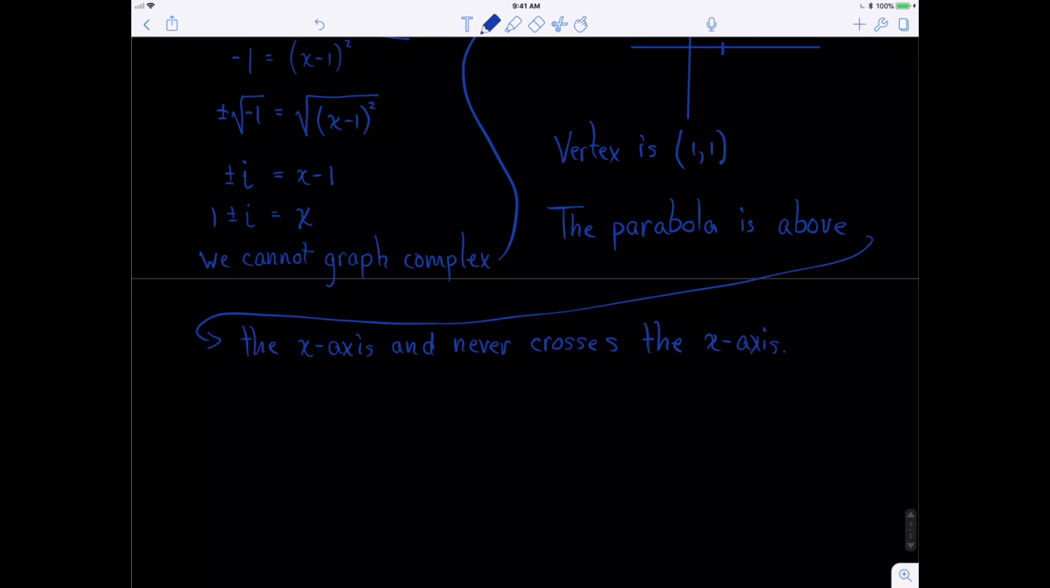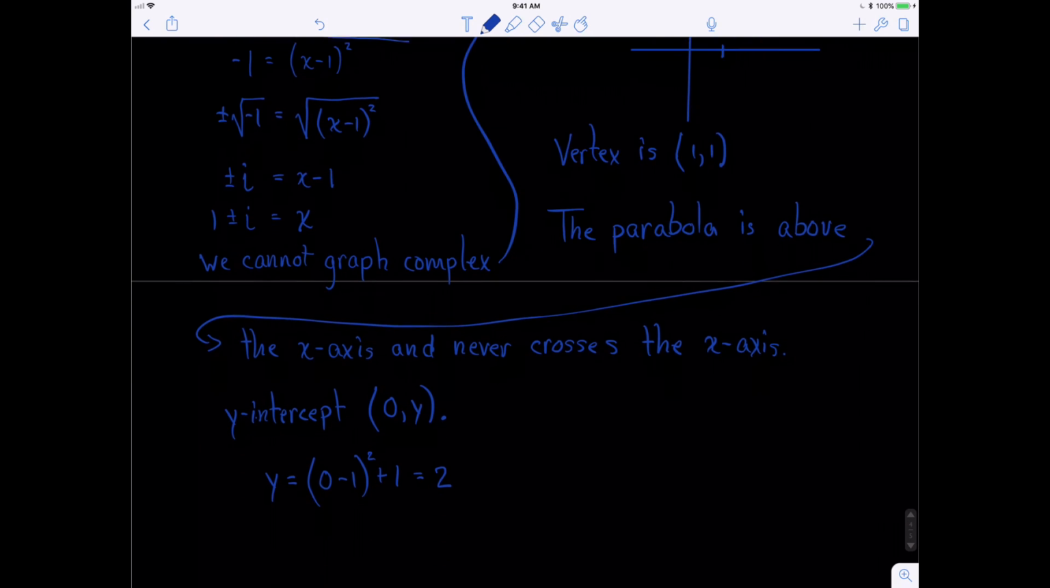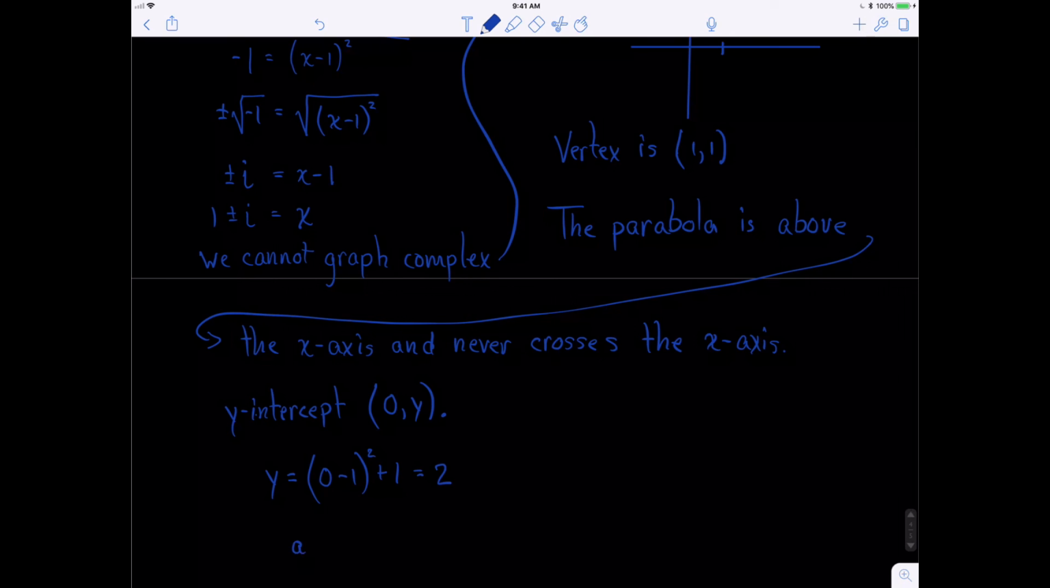And then the last one is to find our y-intercept, and this one is nice because all we have to do is just put x is 0, and then we'll find the y value. So we have y equals 0 minus 1, we square it, we add 1, and we get 2, which if you look at our picture up here, is probably about right. So the y-intercept is at 0, comma 2. And that's how you find the intercepts of the parabola.